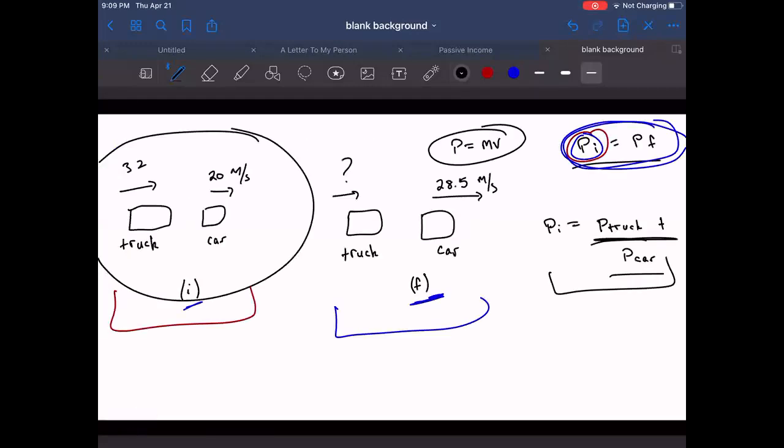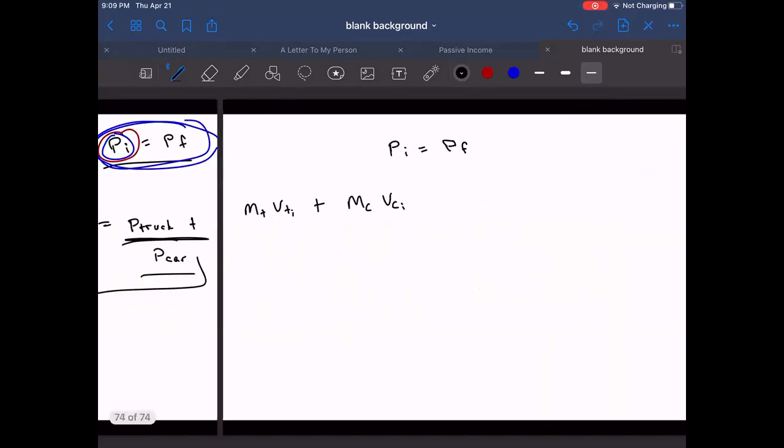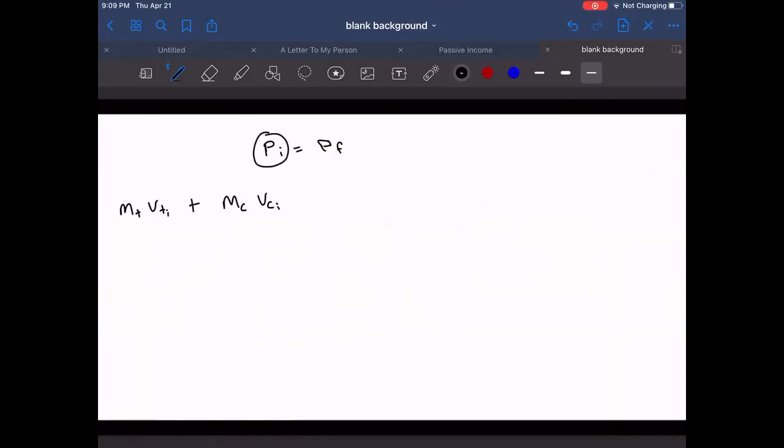I'm using this one here, P equals mv. Oh, okay. So you're just adding masses. Okay, that makes more sense. This is P truck plus P car. Why? Because that's P initial. P truck, well, that's the momentum of the truck, right? M times V truck.